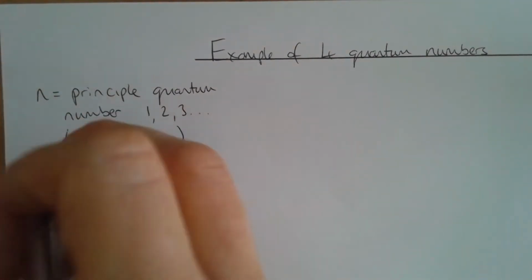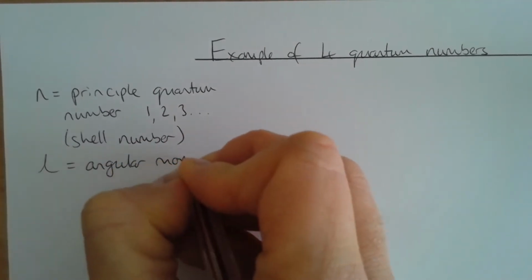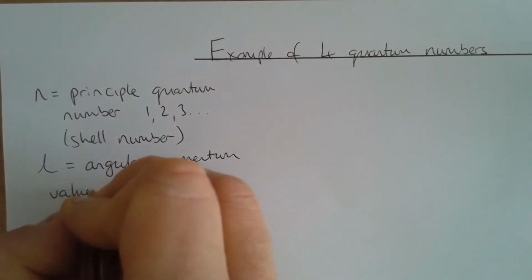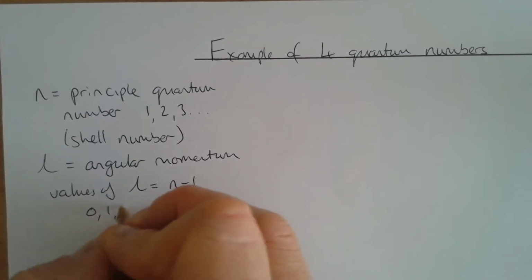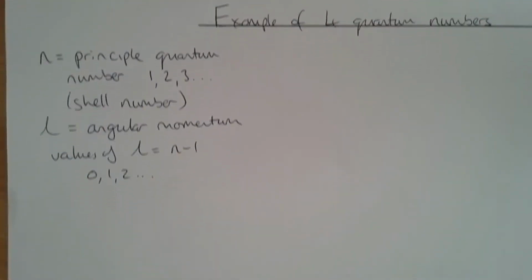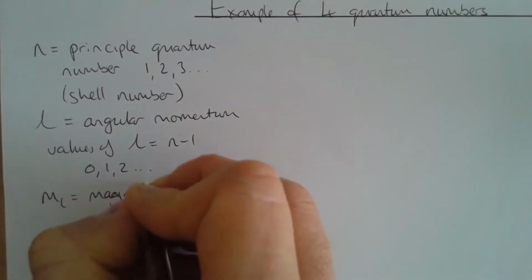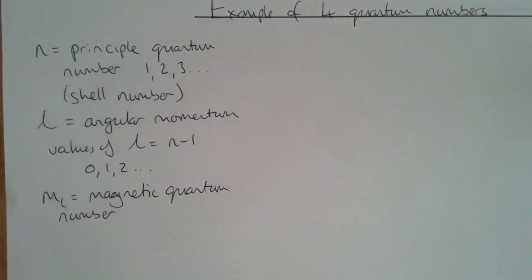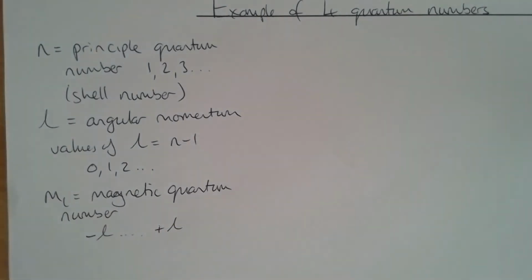Then we have L, and L is the angular momentum. For any given n number, the values of L go up to n minus 1, but it can have values 0, 1, 2, 3, etc. So integers, but also 0 as a value. And then we've got the magnetic quantum number, ml. And the possible values of this range from minus L up to plus L in integers, including 0.